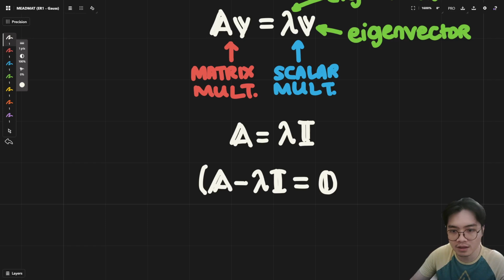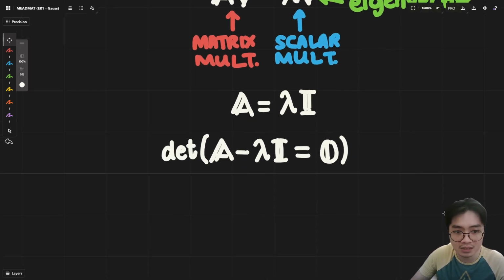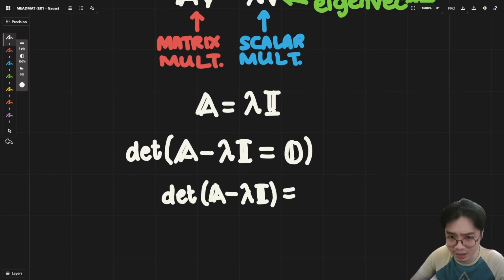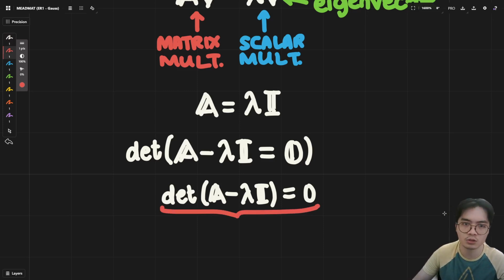So if you take the determinant of both sides, what you will get is the determinant of A minus lambda I is going to be the determinant of a zero vector, which, surprise, surprise, is zero. So this is the first thing that we should look out for.